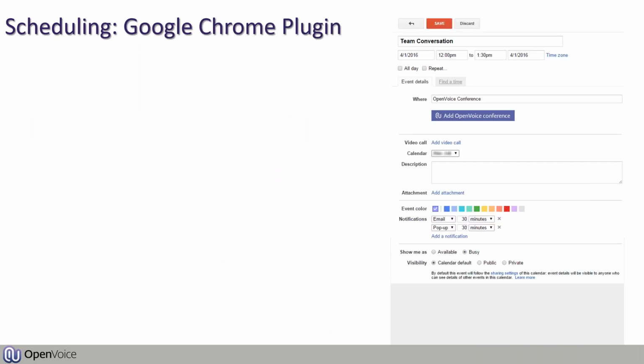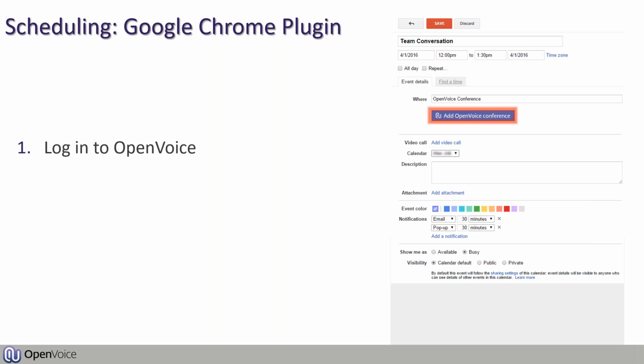Now, if you're a Google Calendar user, you can also leverage our Calendar plugin for quick scheduling within any event. This actually works just like the Outlook plugin. OpenVoice for Google Calendar is available through the Google Chrome store, or you can also find the information on our support site. Now, once you've installed the plugin, get started by creating an appointment or meeting in your Google Calendar.